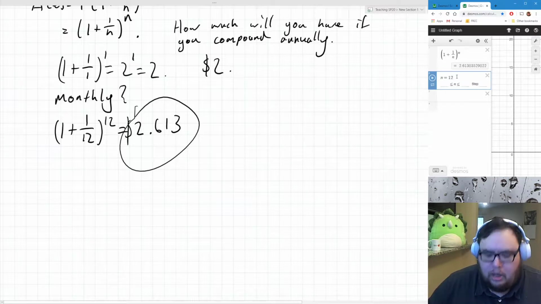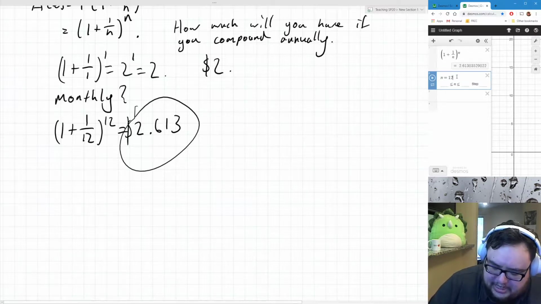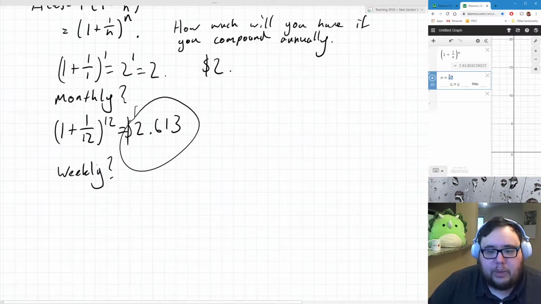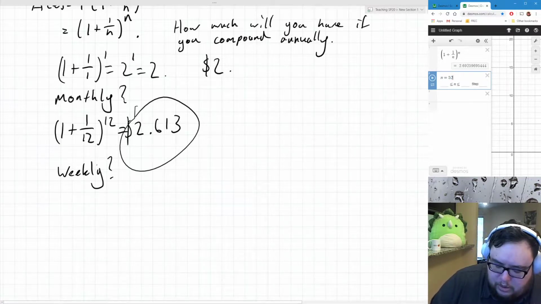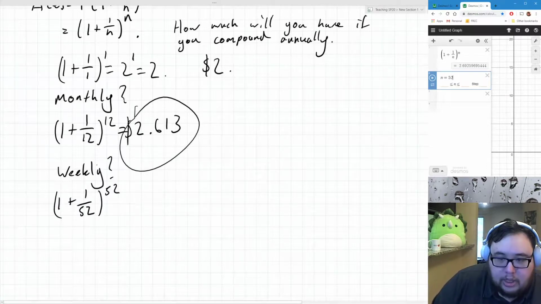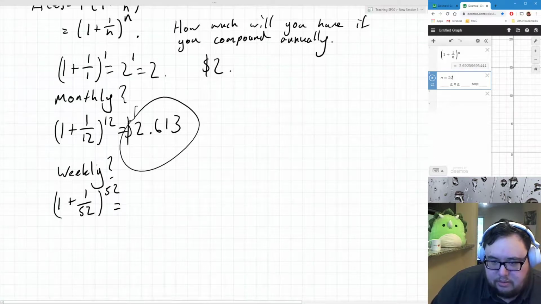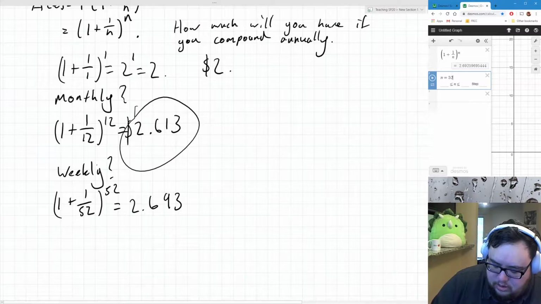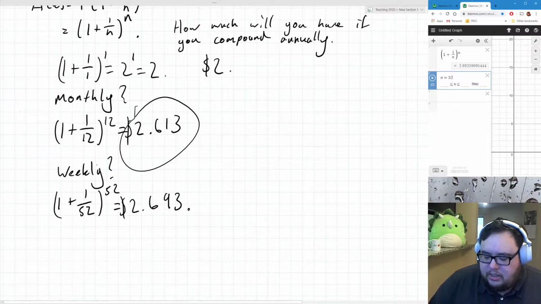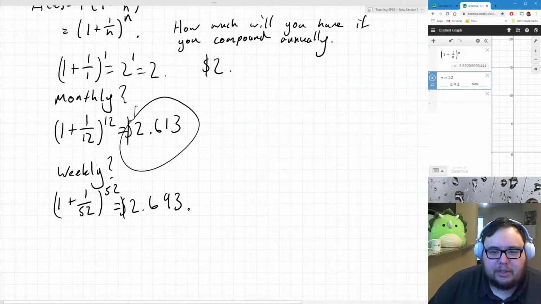So, what if we go to daily? Or let's do weekly first. If we compound weekly, then that's 52 compounding periods per year. 1 plus 1 over 52 to the power of 52 ends up being about 2.693 dollars. And this is better, but it's not as much better. This isn't as dramatic of an increase, right?